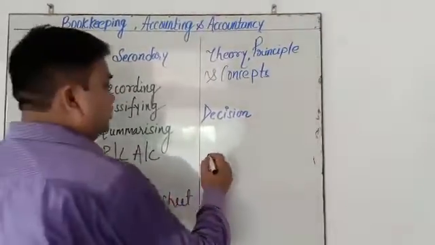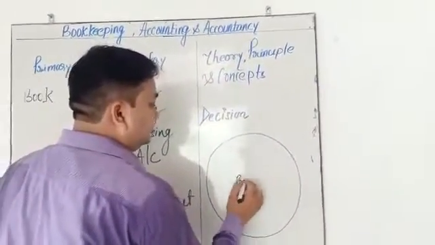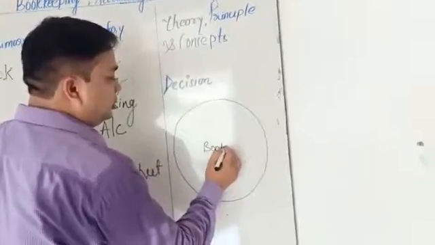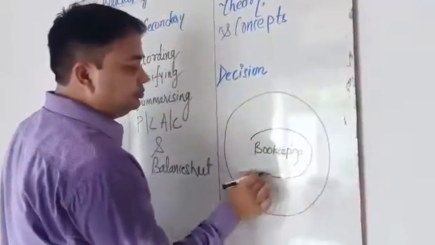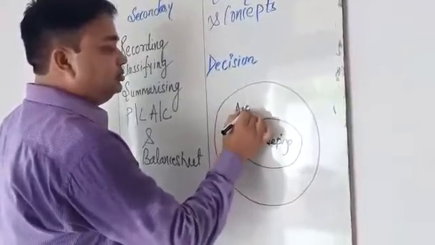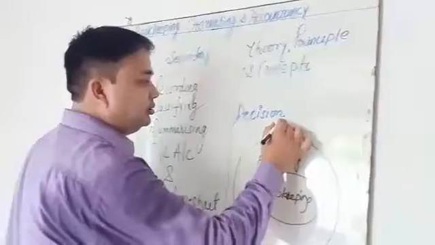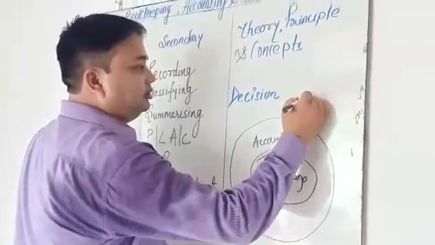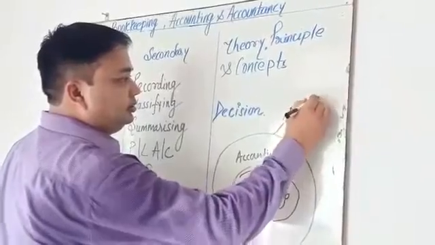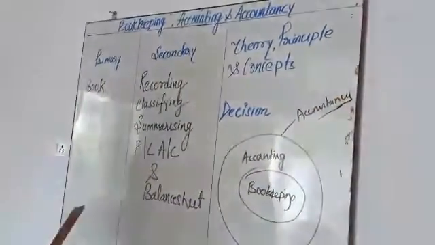So you have to see the diagram here. Bookkeeping, accounting, and this whole is called accountancy. So accounting and bookkeeping come under accountancy.